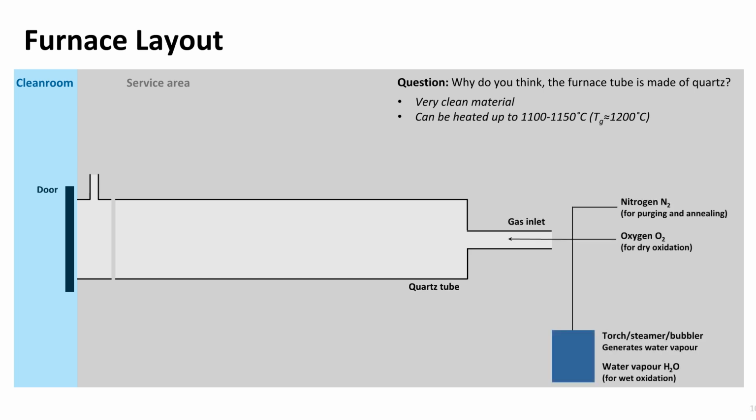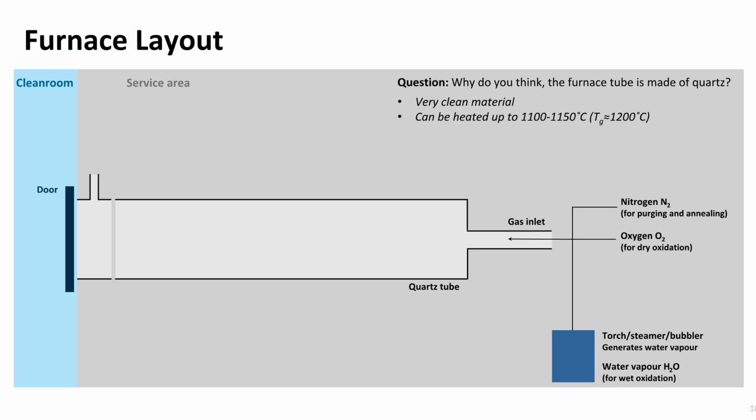The furnace is closed by a door on the cleanroom side. The gas inlets are placed at the back of the furnace tube. The following gases are available: nitrogen, which is used for annealing of the grown oxide films, as well as for purging to keep the furnace tube clean in between processes. Oxygen is used for dry oxidation, and water vapor is used for wet oxidation.